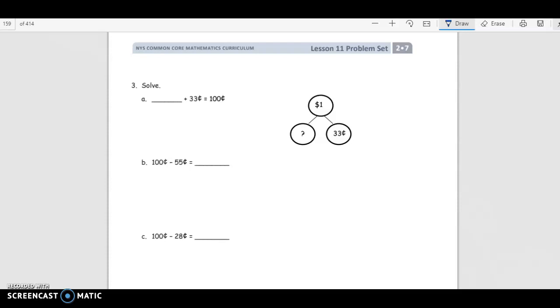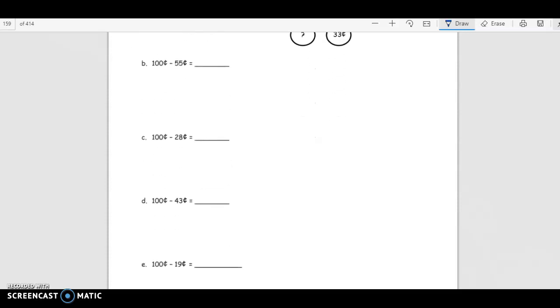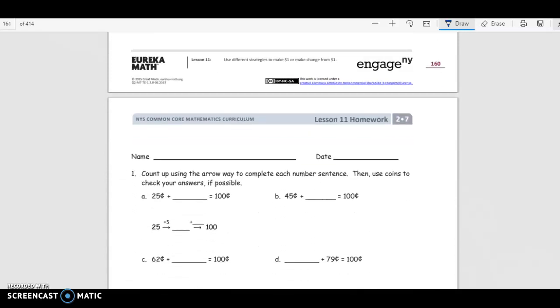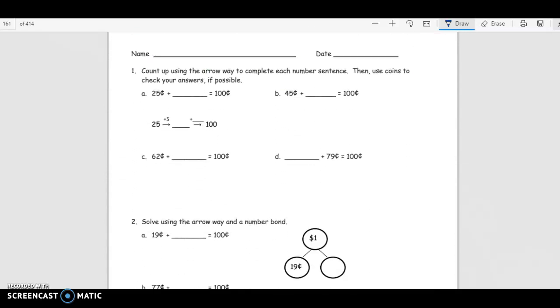The second page is more of the same, more addition and subtraction. And then on the homework, it's going to look the same. So you'll be doing a lot of problems the arrow way.